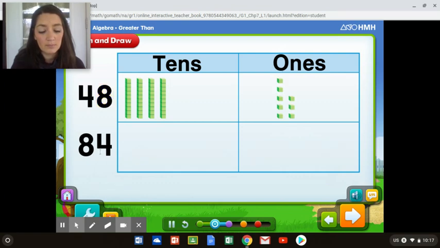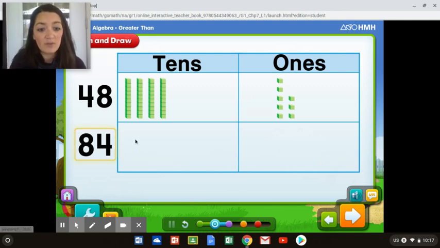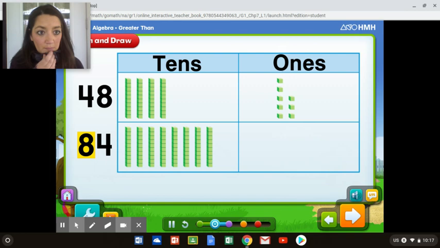Now, let's show the number 84 using base 10 blocks on the place value chart. Okay, so now we have 4 tens and 8 ones to make 48. Now, how many tens are in 84? There are 8 tens in 84, so we're going to have 8 sticks of 10 here. And how many ones are in 84? There are 4, and we're going to have 4 cubes over here. There are 8 tens in 84. There are 4 ones in 84.